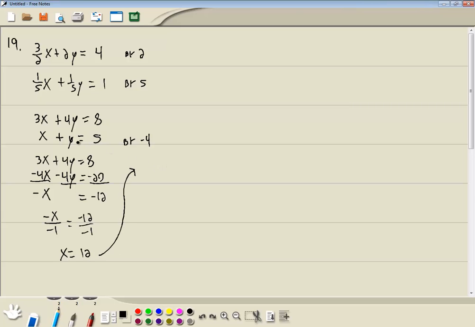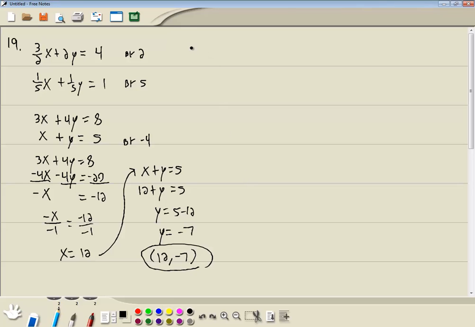Now I want to plug that back into one of my equations and solve for the other variable. Now I'll choose this one, x plus y is equal to 5. Now it doesn't have to be the original. Those would be nasty to go back to. Okay, so we just said the x is 12, so we've got 12 plus y is equal to 5. Take the 12 over, we get 5 minus 12, which gives us negative 7. So our answer will be 12, negative 7.